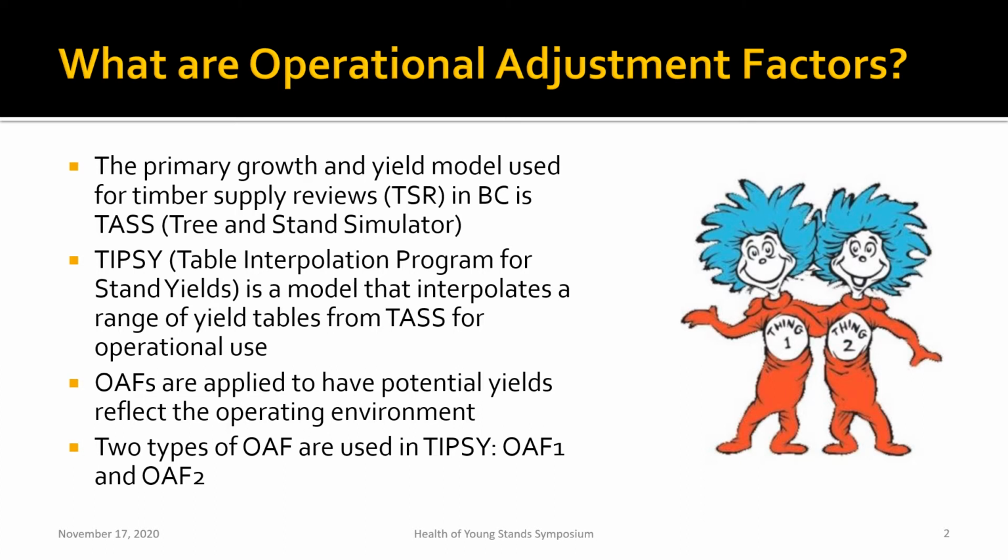OAFs are applied to those potential yield projections to reflect the reality of the operating environment. So basically a net down to the yields. There are two types of OAFs that are used in BC, OAF1 and OAF2. Apologies to Dr. Seuss.